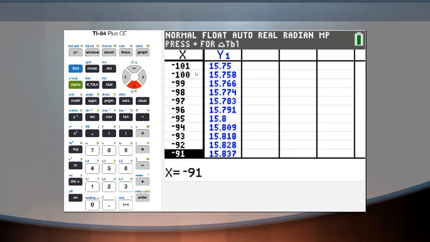I scrolled way down. Let me just get on down here. Well, before I go, you can see here as x starts to reach some very negative values, we can see that y is getting closer and closer to 15, but it's not ever getting there. Let me scroll on down. This may take a second or two. Sorry about that. Because I want to see when x is -5, what does my table of values show me?